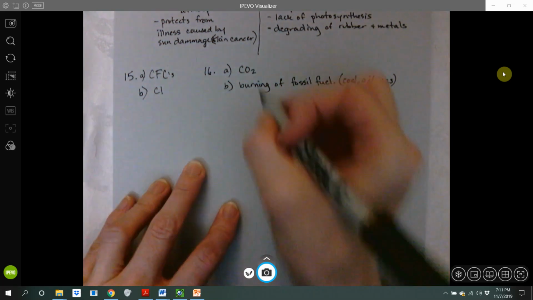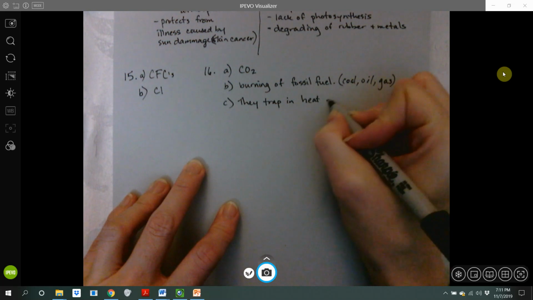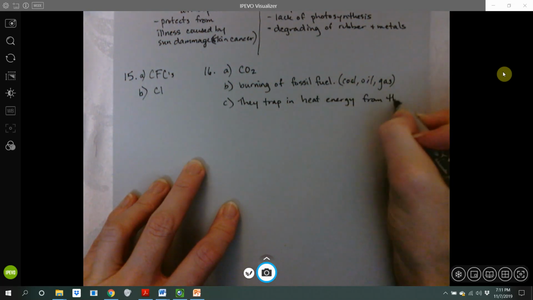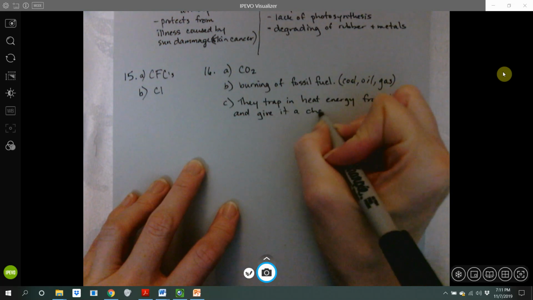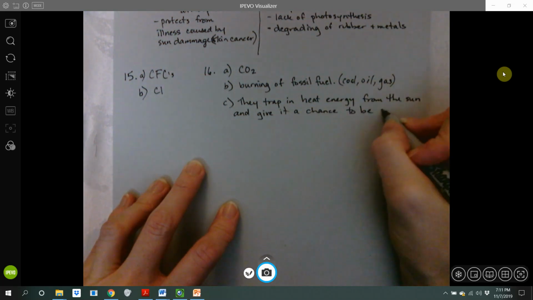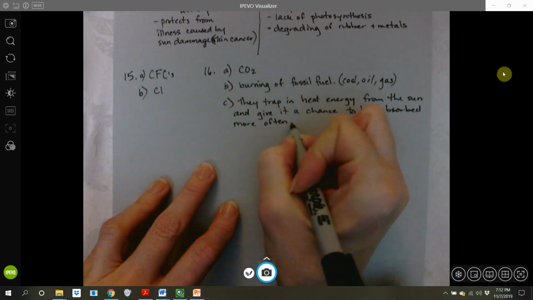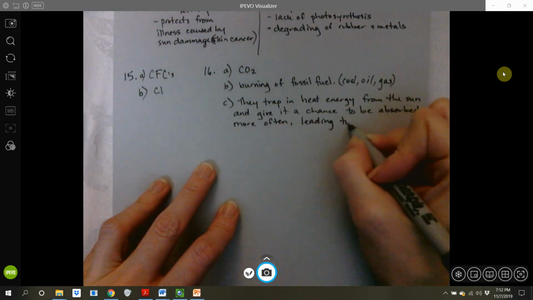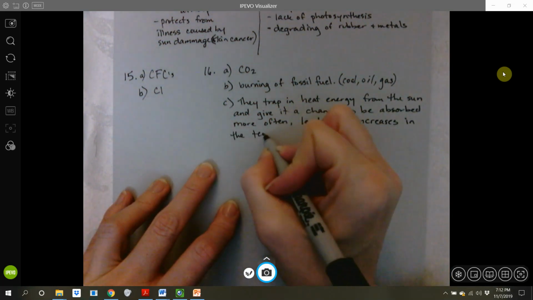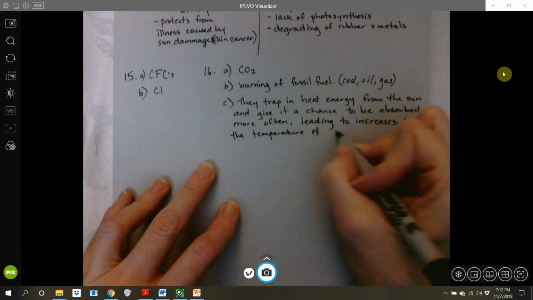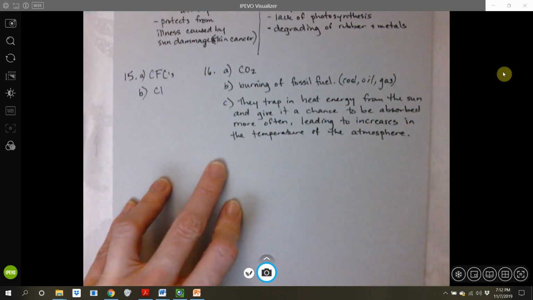How do greenhouse gases affect the environment? They trap in heat energy from the sun and give it a chance to be absorbed more often, leading to increases in the temperature of the atmosphere. All right, 16 down.